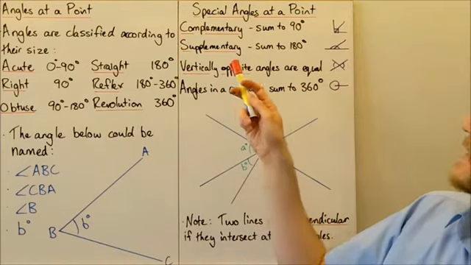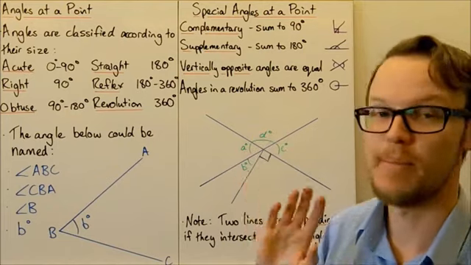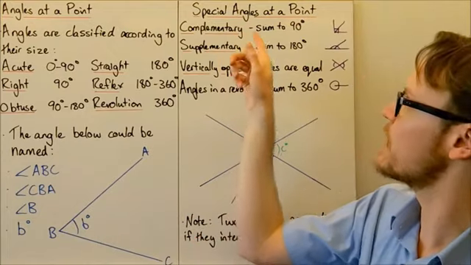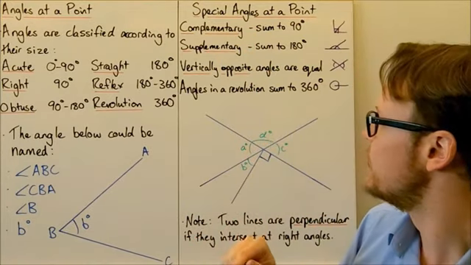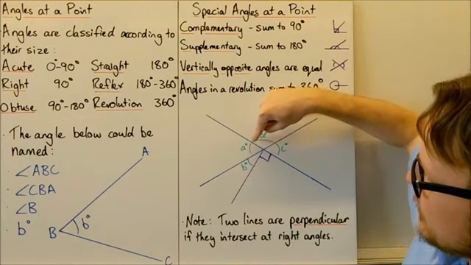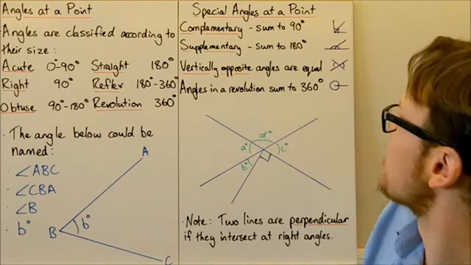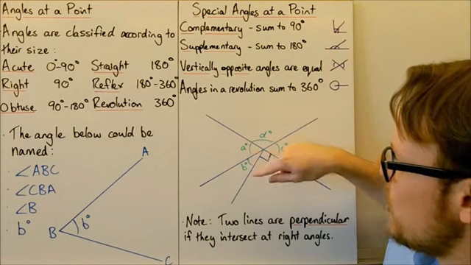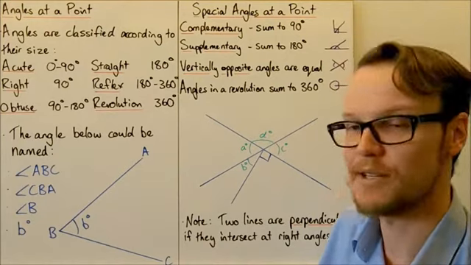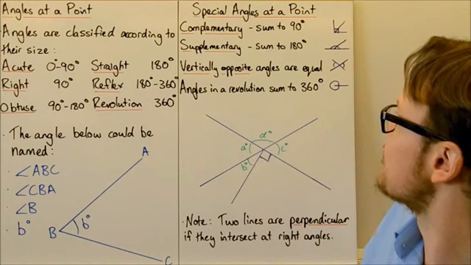So now looking at special angles at a point, there are different ways that we can classify pairs of angles. We can have a look at complementary angles. Complementary angles add to 90 degrees. So we've got here our angles A and B. Those two angles add to 90 degrees. So those angles A and B are complementary. If we had to determine an angle, say we knew that A was 30 degrees or so, we would be able to determine B because we know that those two add together to get 90 degrees.